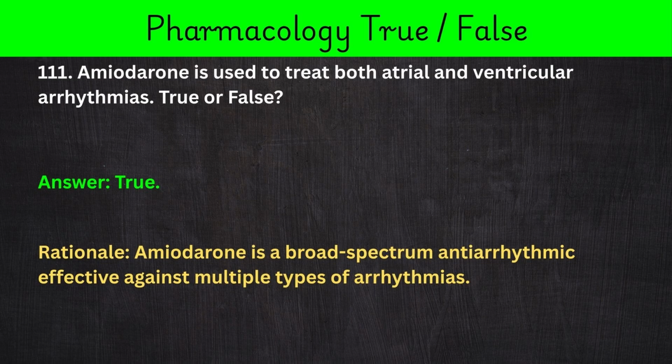111. Amiodarone is used to treat both atrial and ventricular arrhythmias. True or false? Answer: true. Rationale: amiodarone is a broad-spectrum antiarrhythmic effective against multiple types of arrhythmias.